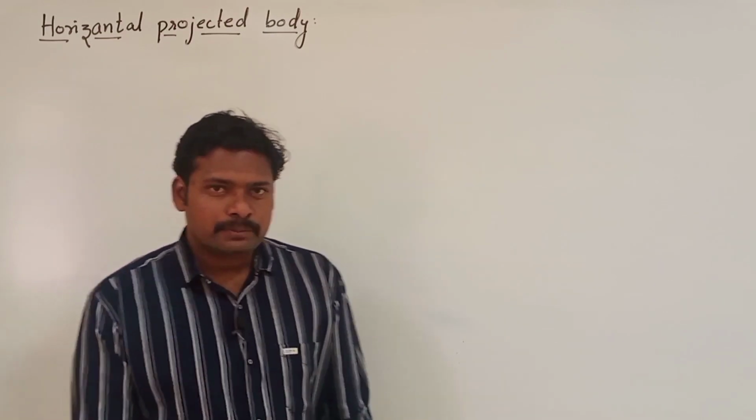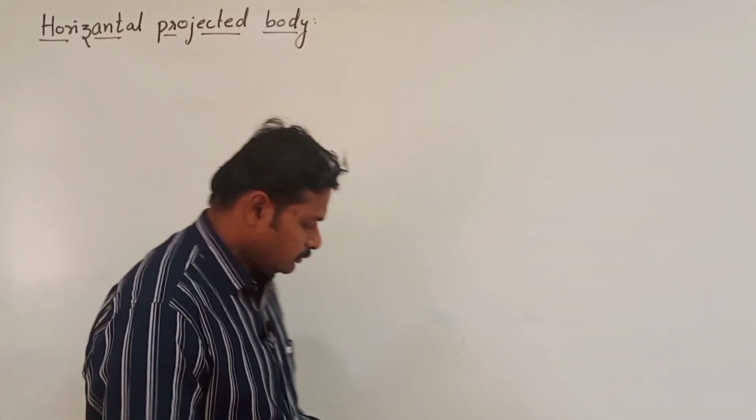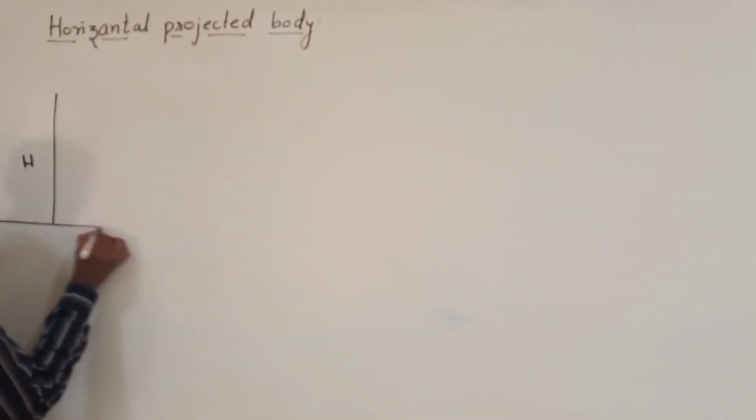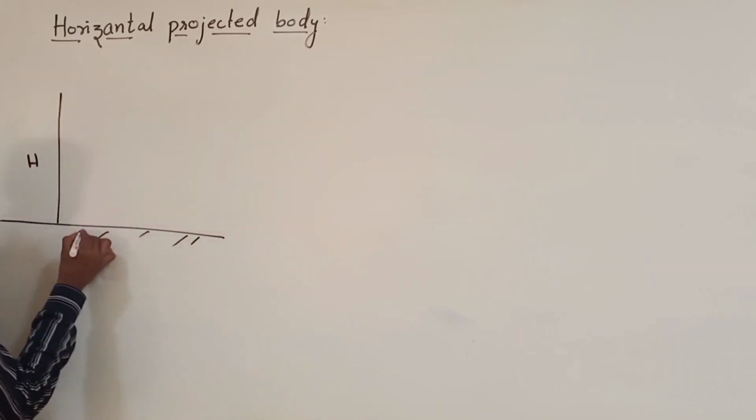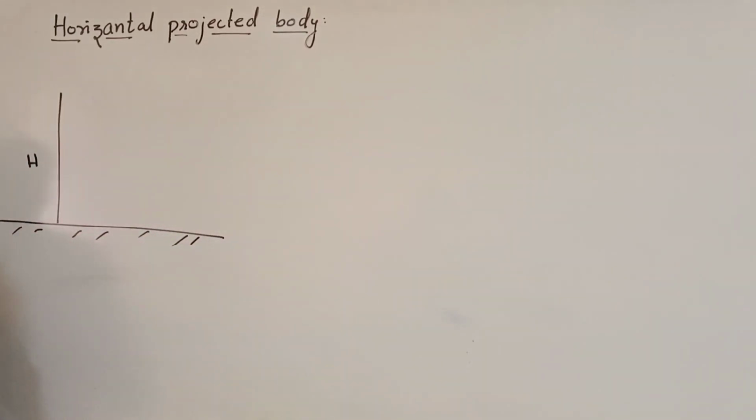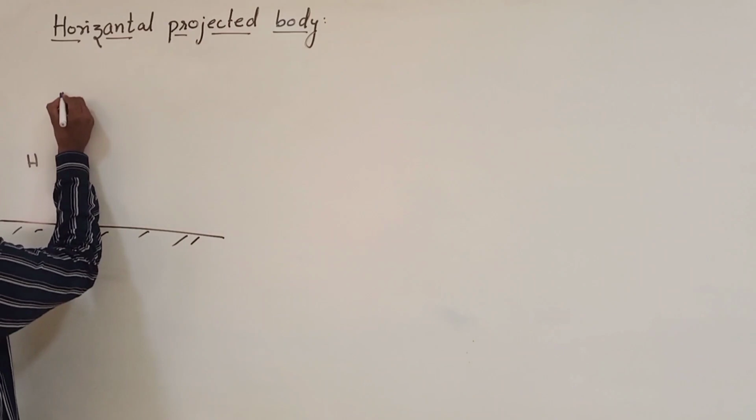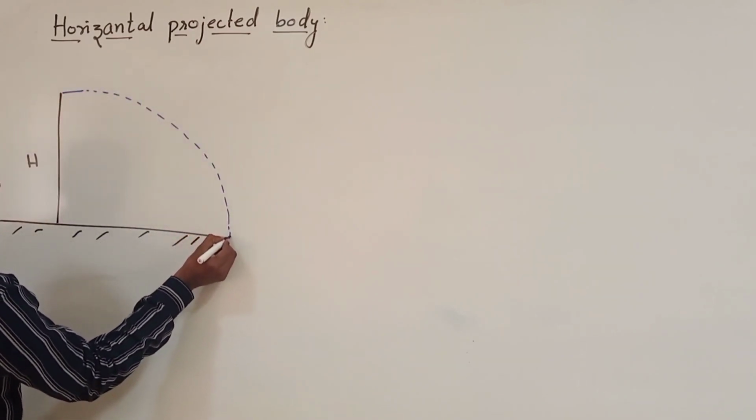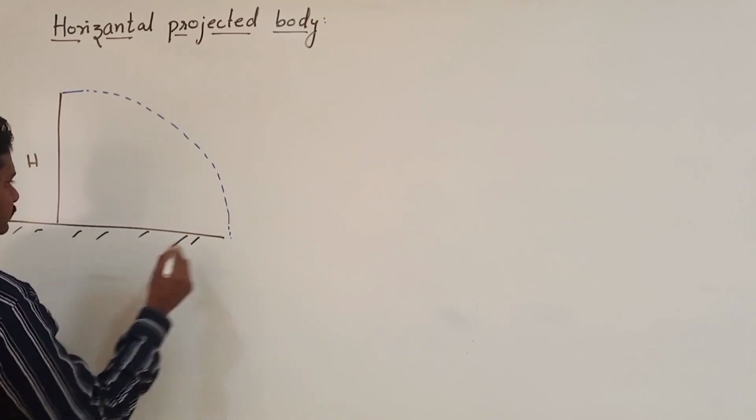Horizontal projected body. In the horizontal projected body, what is the range, what is the displacement, and what is the time of descent? Let's say simple formulas. See, at a certain height h from the ground level, the body has been projected horizontally. So after a certain time it falls down, reaches the ground.